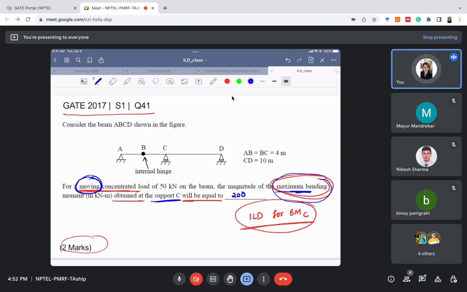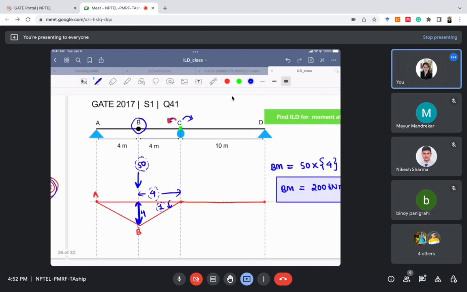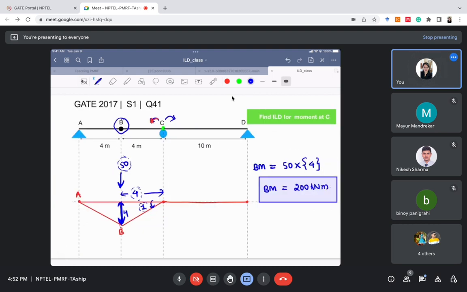The second thing now is whether this beam is statically determinate or statically indeterminate. We know that this beam is statically determinate, so we should know that any curved part cannot exist here, right? So like this we can draw. Okay, I hope it is clear.